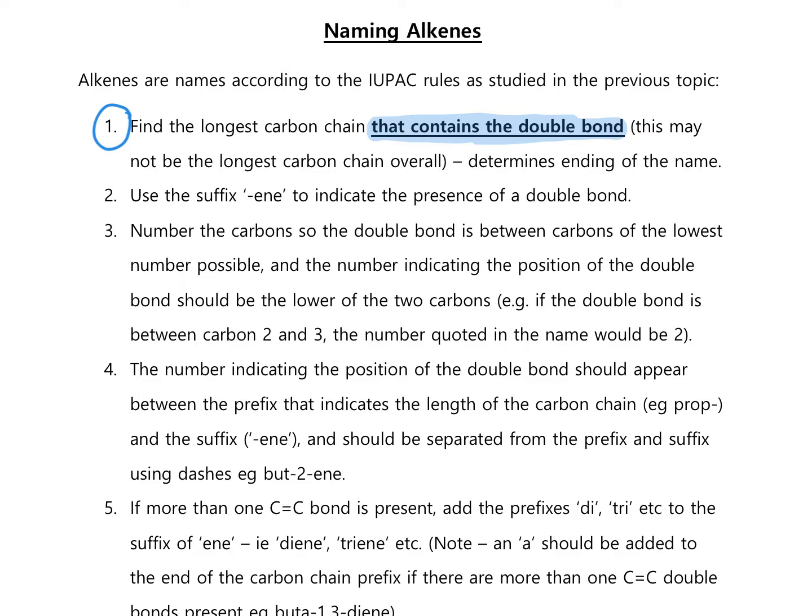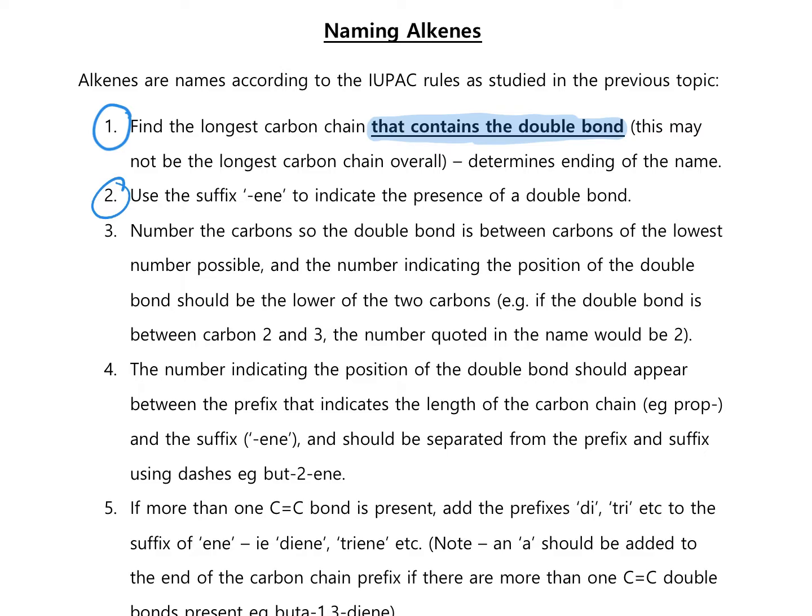Okay, and that determines the ending of the name. So if it's 5 carbons in the chain, your ending is going to be pentene. Okay, this time we're using the suffix "ene" instead of "ane" just to show the presence of a double bond. That's also to do with our longest chain and the ending of our name. So I'll circle that in blue as well.